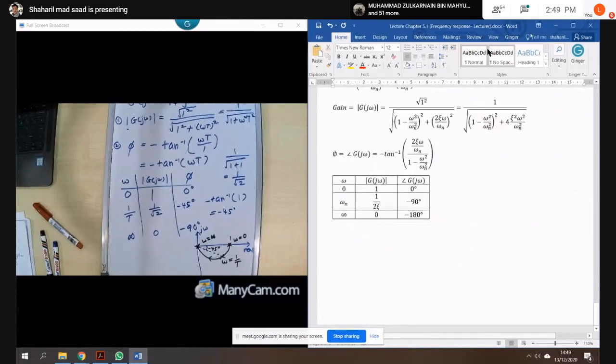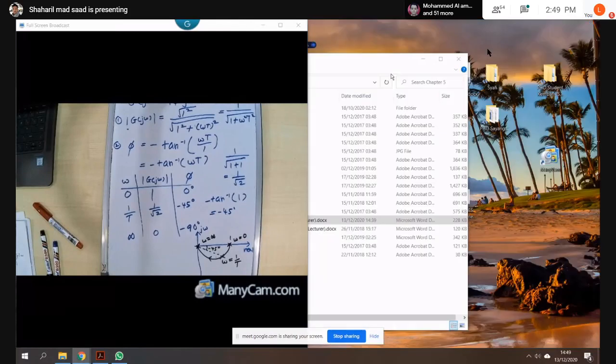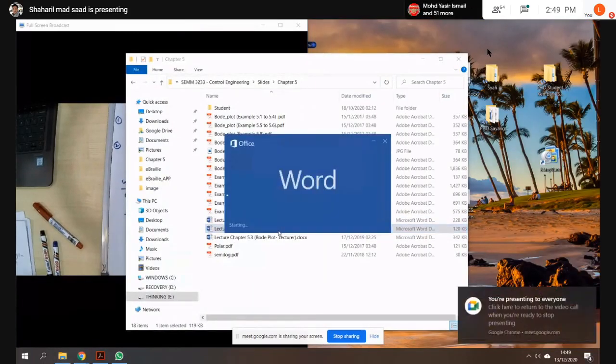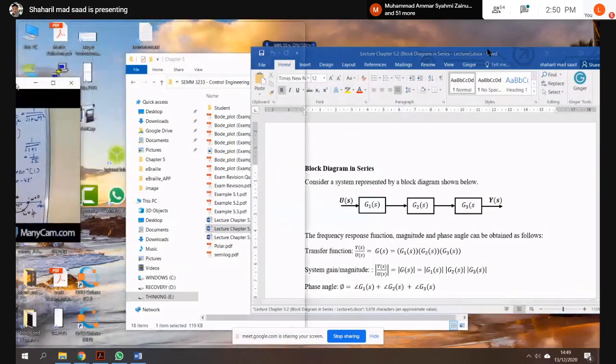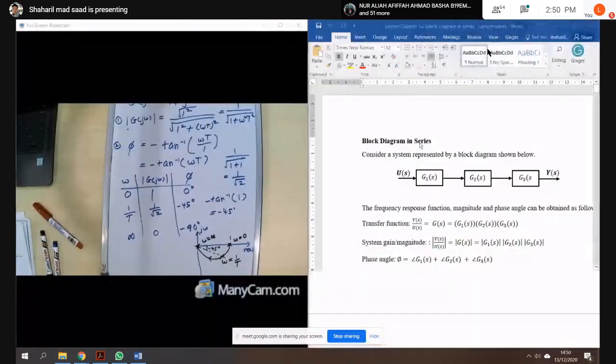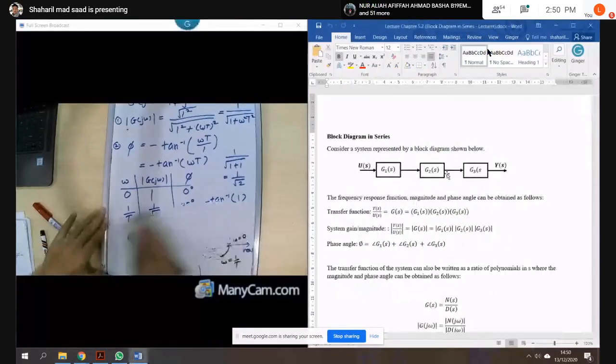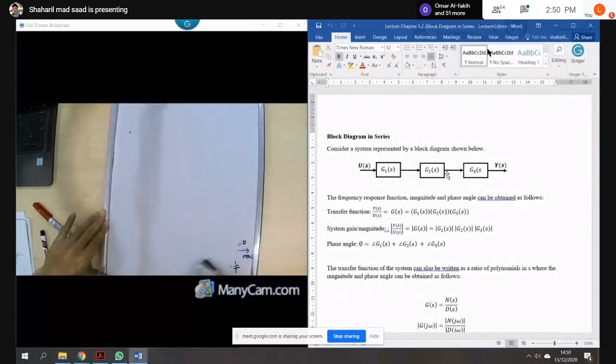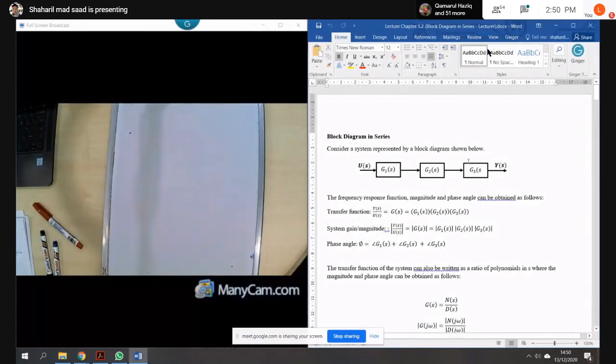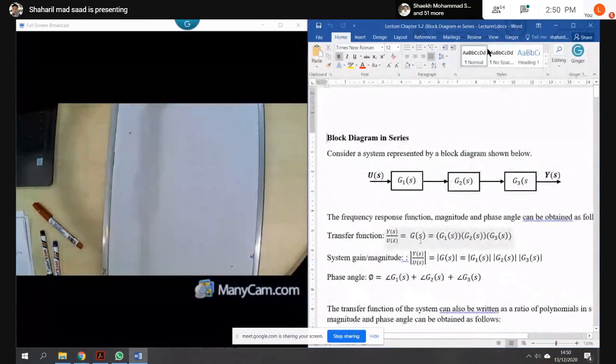Okay. Right now we want to apply the concept on what we have learned so far. This will be a very interesting one. There is a method, right? It will be very simple. You can use your calculator to calculate it. You don't need to derive all the equations here. Let's say you have a series of gains G1, G2, and G3. So how to find the output over input? You just multiply gain 1, gain 2, and gain 3.